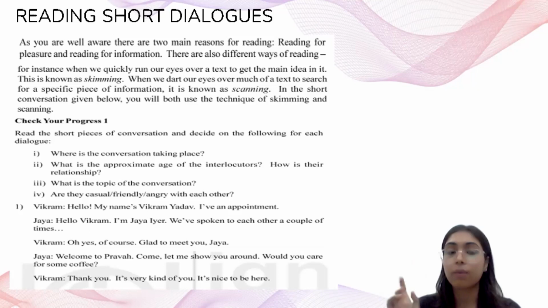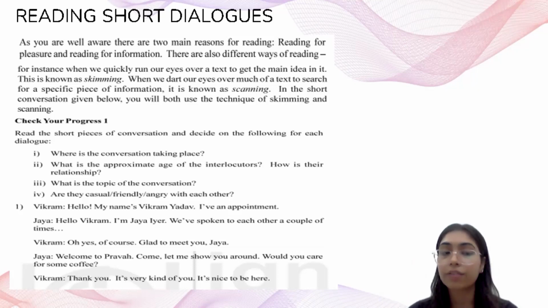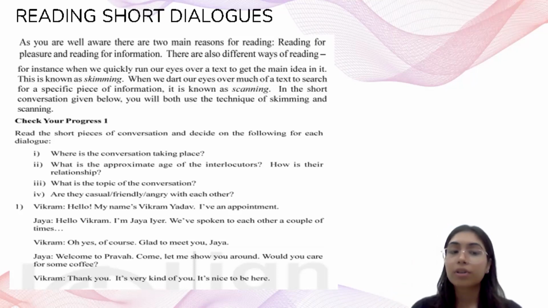Check your progress number 1. Read the short pieces of conversation and decide on the following for each dialogue. Okay, so again, you need to particularly look for 3 answers. Where is the conversation taking place? What is the appropriate age of the interlocutors? Then how is their relationship? Number 3, what is the topic of conversation? Number 4, are they casual, friendly, angry with each other? So not 3, just there are 4 things you need to keep in mind.